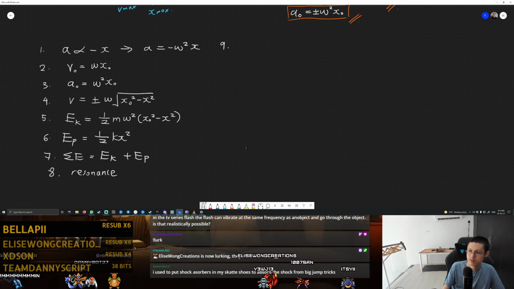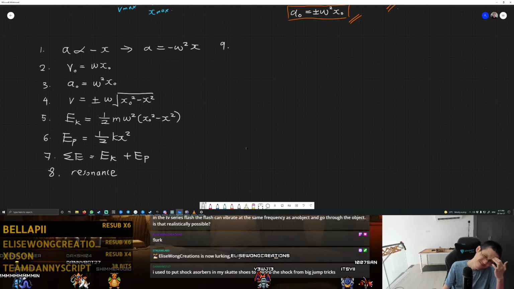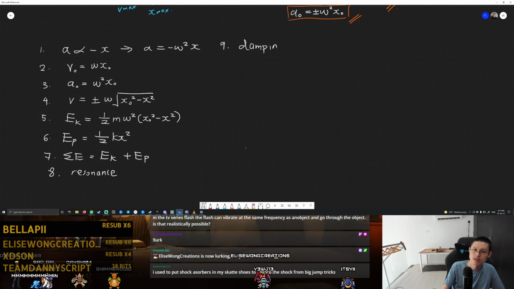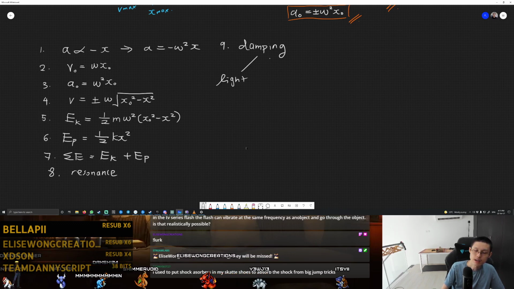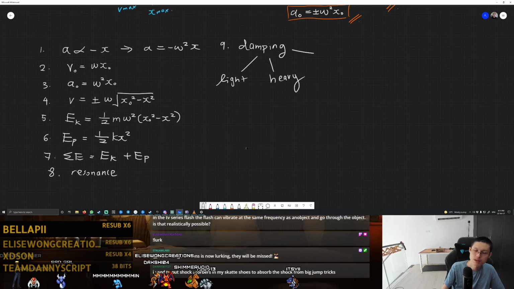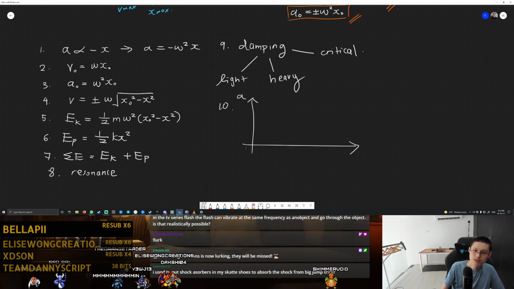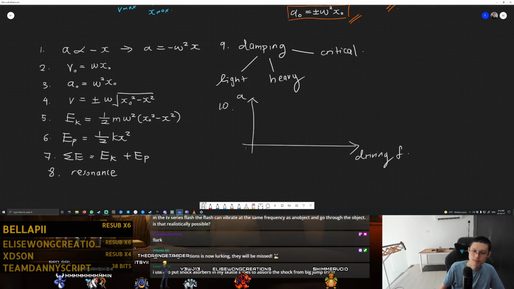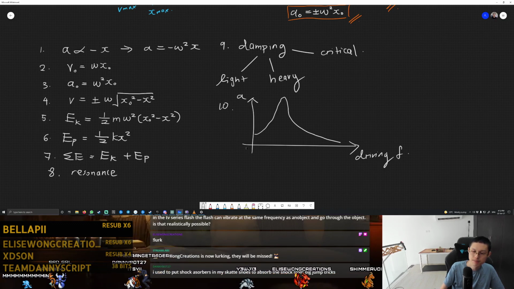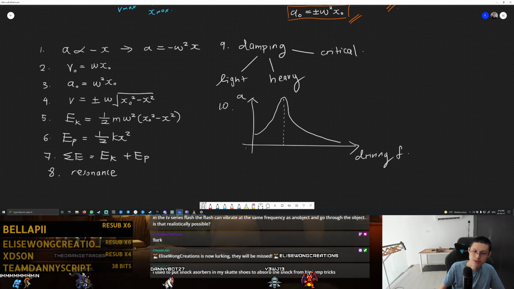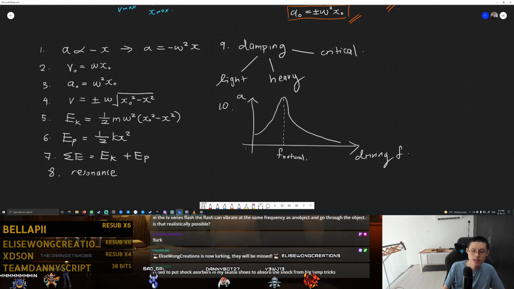We did resonance, and then we did damping. There are 3 kinds of damping: light, heavy, and critical. When you draw the graph of the amplitude of the oscillating object against the driving frequency, you will get a peak at the natural frequency. Essentially, that's it. Oh, we're done.